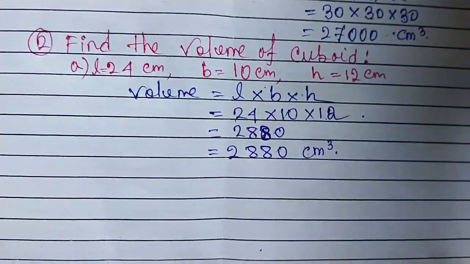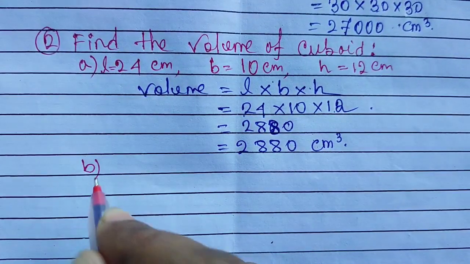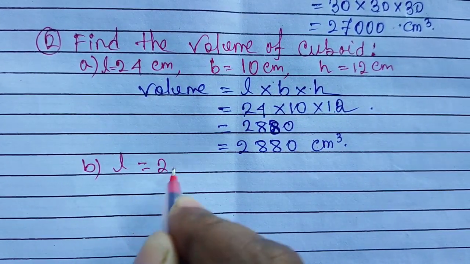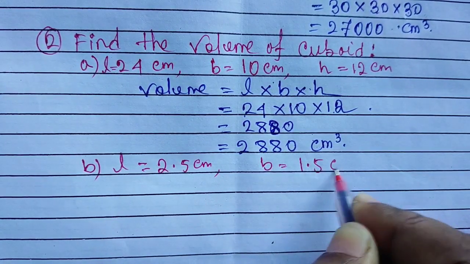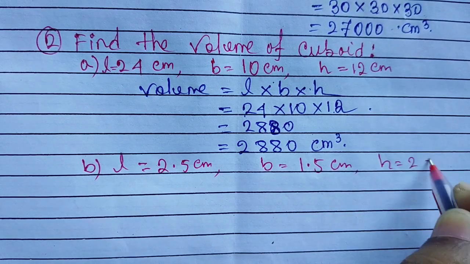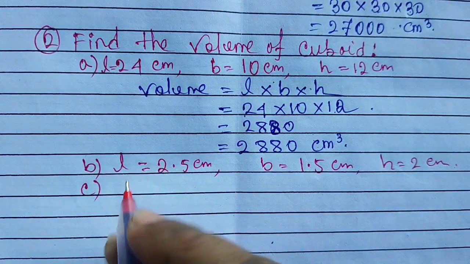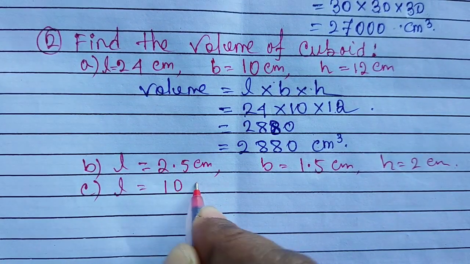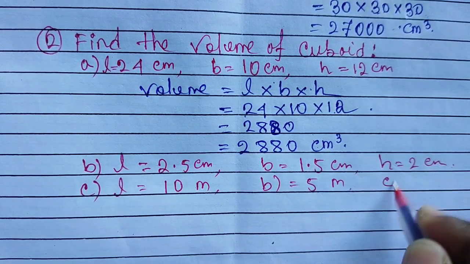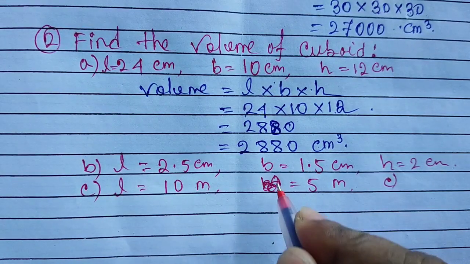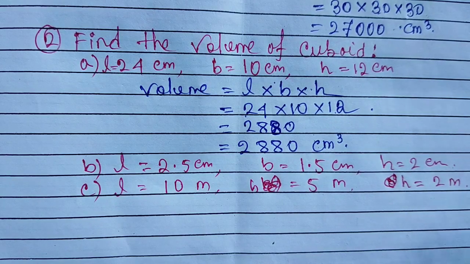Understood everyone? Now try to solve some problems at your home. Question number B: length is 2.5 centimeter, breadth is 1.5 centimeter, height is 2 centimeter. And also question number C: length is 10 meter, breadth is 5 meter, and height is 2 meter.